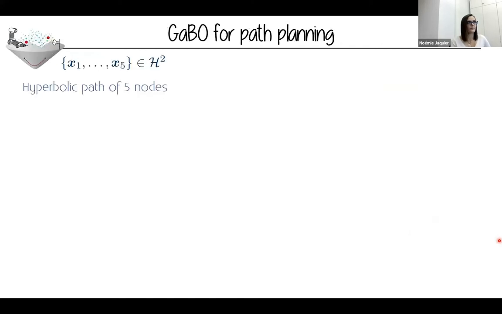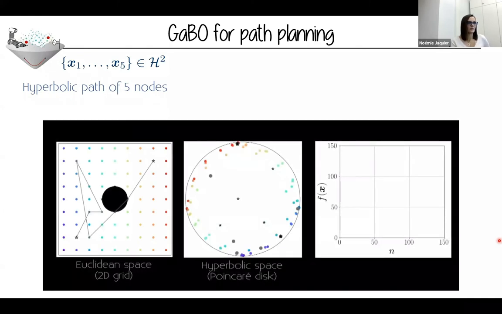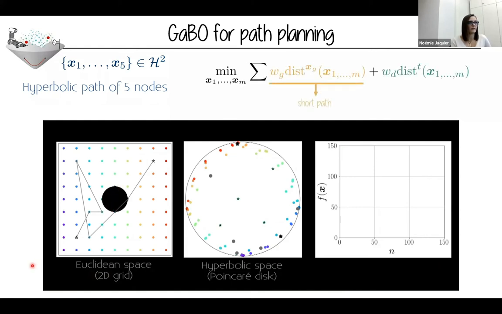Okay. In the second experiment, on another space, we investigate GaBO for path planning by exploiting the hyperbolic manifold. The idea here is that we have a point robot that goes from the starting position to the end position. We have this environment that is made of a grid, and we have this obstacle here that the robot has to avoid. So our goal is to find a path that is short and that avoids collision with that obstacle.